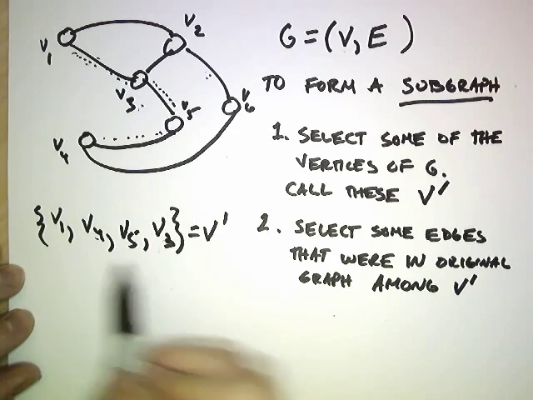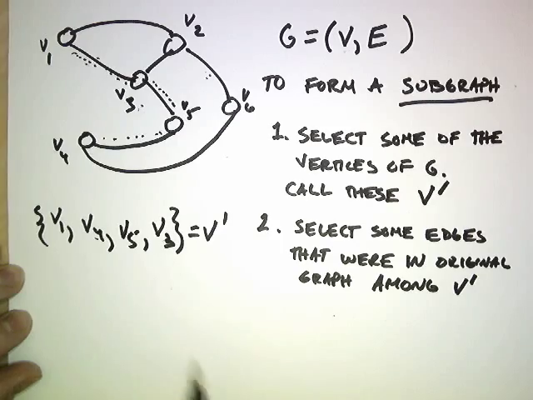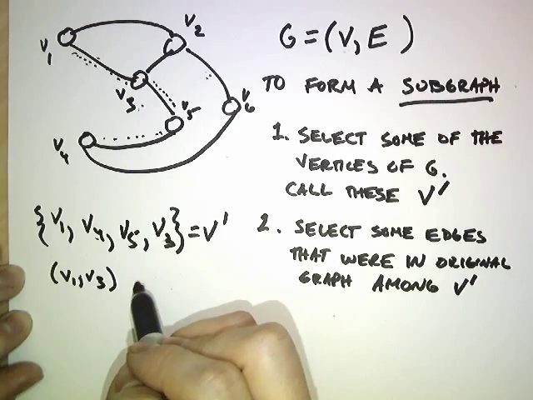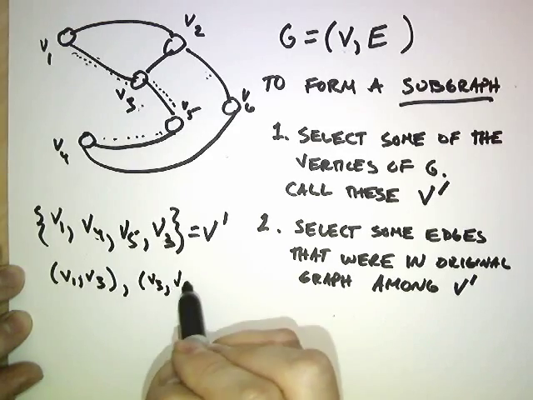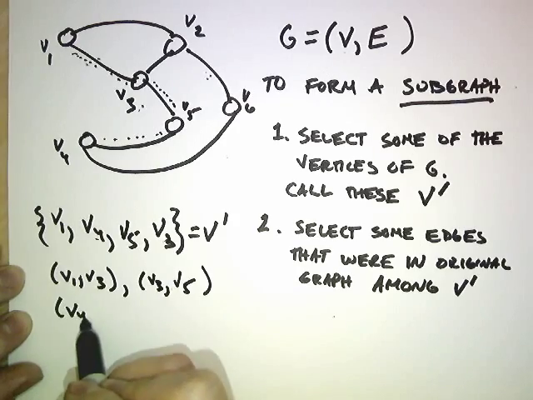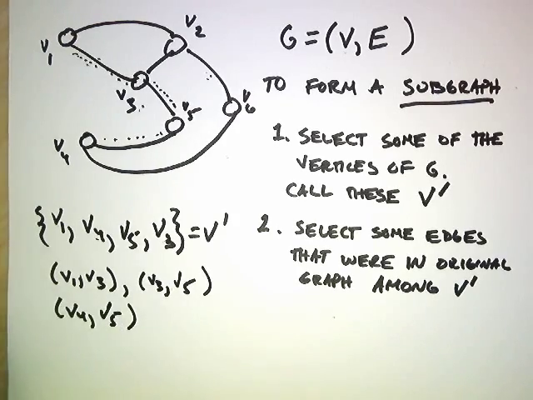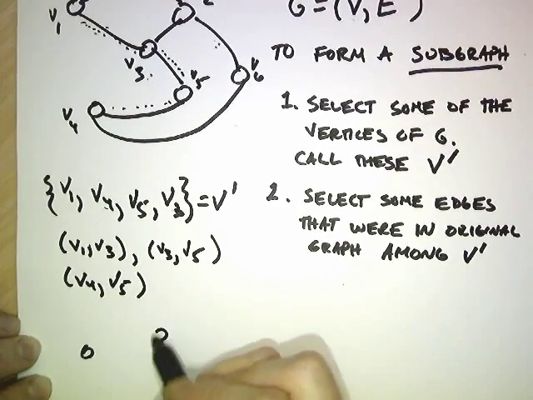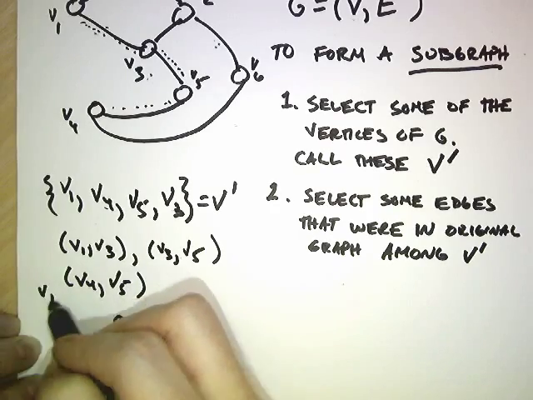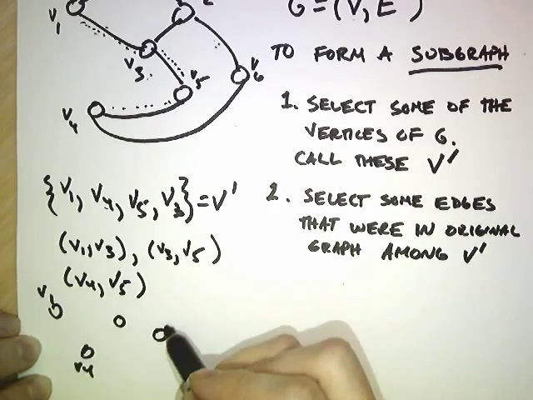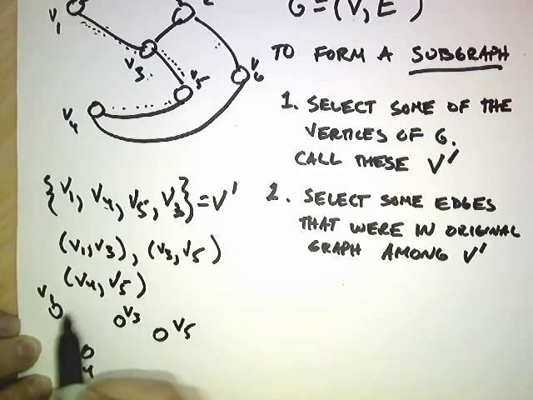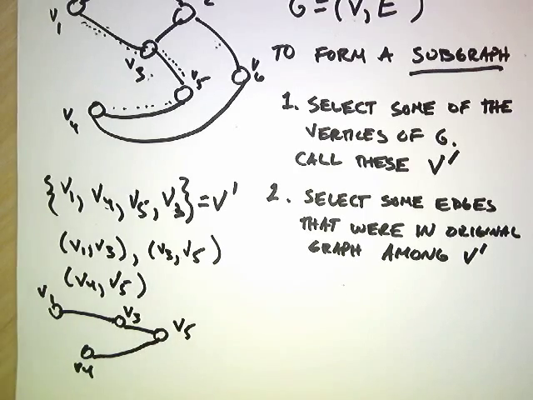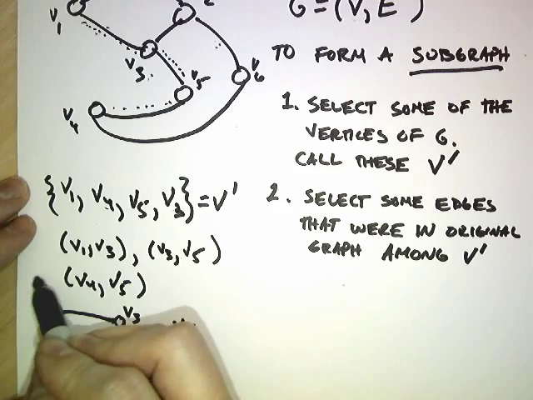So I'm going to take all of the edges that were in G among V prime. So that means I'm going to choose V1, V3. I'm going to choose V3, V5. I'm going to choose V4, V5. And that leaves me with this graph, V1, V4, V5, V3, and I took all of these edges, so this is my subgraph.